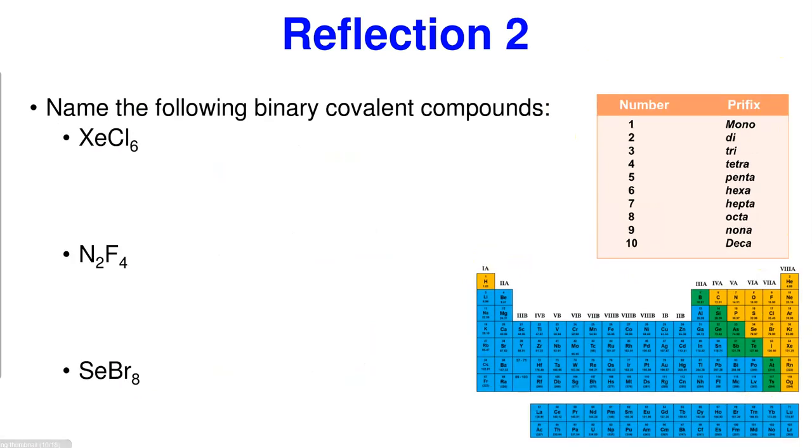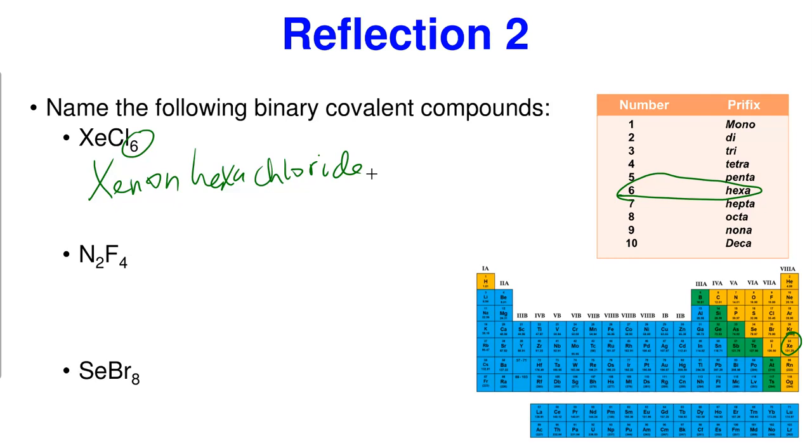Let's do an example again. It says, name the following binary covalent compound the same way. Xe is xenon. If you go to your periodic table, you go to xenon here. And it's only one, no need to put mono. So xenon. Now this is chlorine, but it has 6. So remember, 6 is what? Hexa. So this is going to be hexachloride.